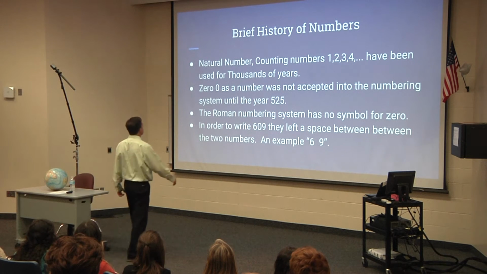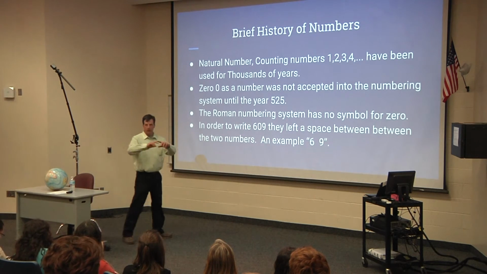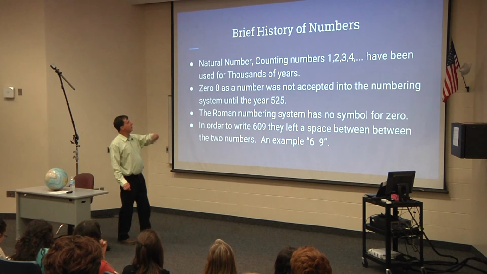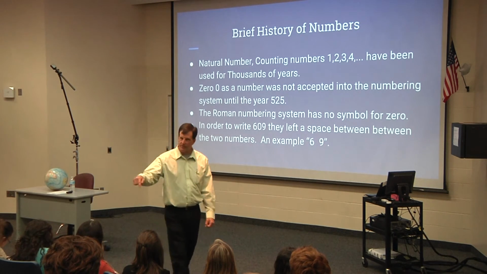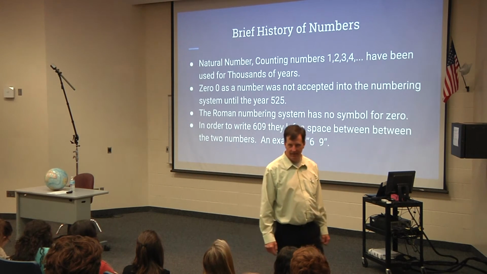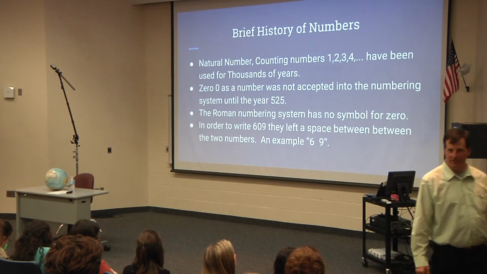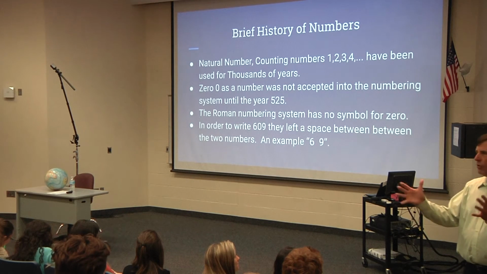So your natural numbers are 1, 2, 3, 4, and so on and so forth. 0 was not accepted into our numbering system until 526 AD. Does this make sense? 0 was not a number.